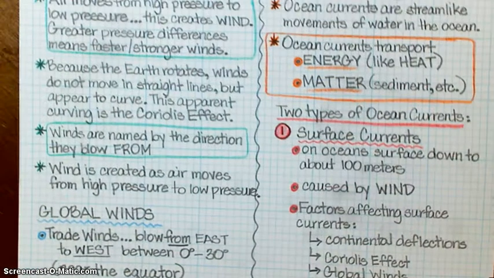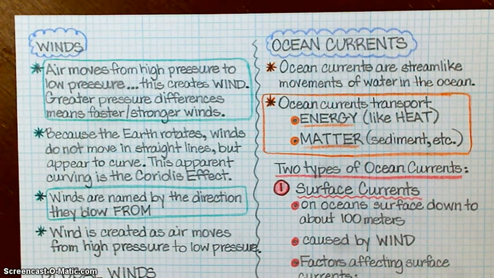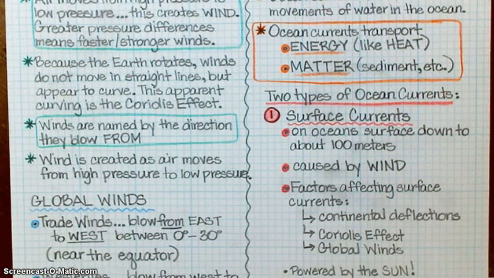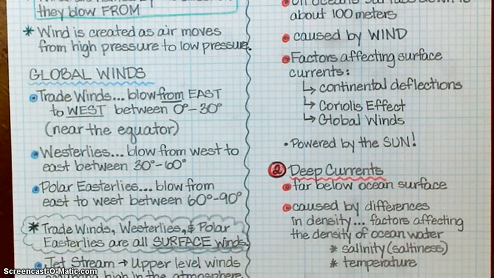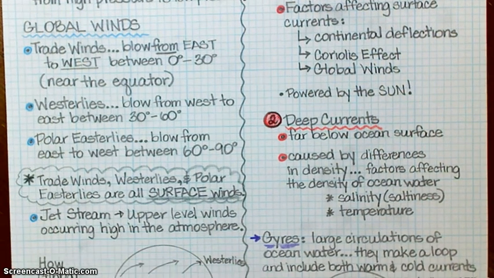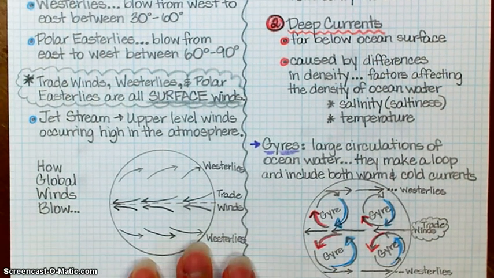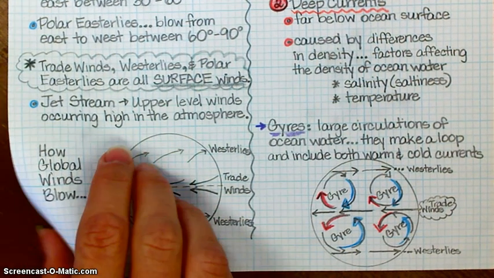On the back of this keeper sheet is your information about winds and ocean currents. A lot of this is the same set of information that you have on your guided notes, so I'm not going to read all of this, okay? But make sure that you go through all of that.